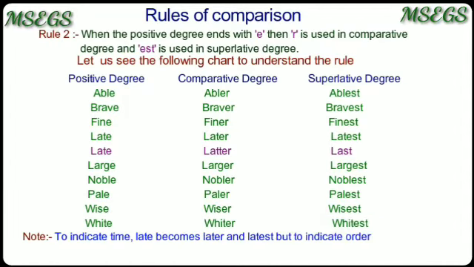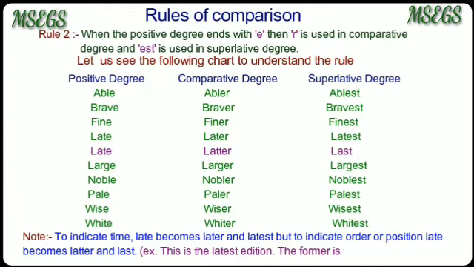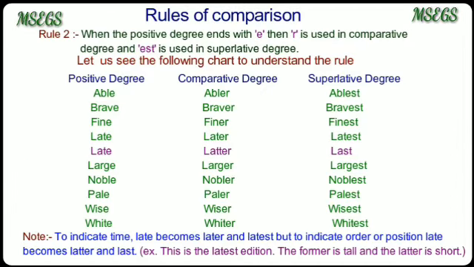Here you can find that late becomes latter and last. To indicate time, late becomes later and latest, but to indicate order or position, late becomes latter and last. Example, this is the latest edition. The former is tall and the latter is short. In case of latter, the second one, that is latter, last, there must be 2 persons or 2 things, and both of them should be indicated in that sentence.